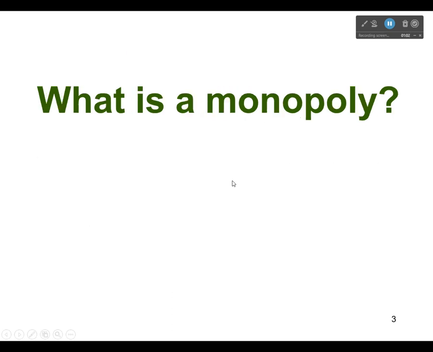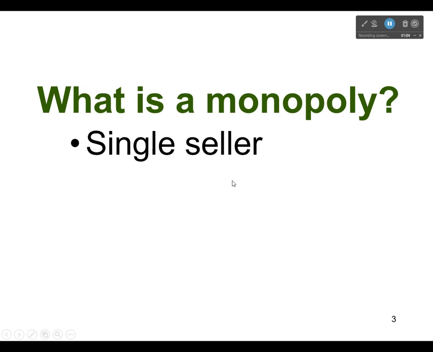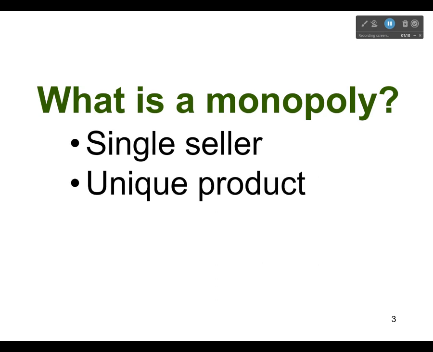Now, what is a monopoly? A monopoly is a market structure in which there is a single seller for a good or service, versus many small sellers in perfect competition. They produce what is called a unique product, which means there are no close substitutes for that product. Think of something like electricity to your house, water, gas, okay?